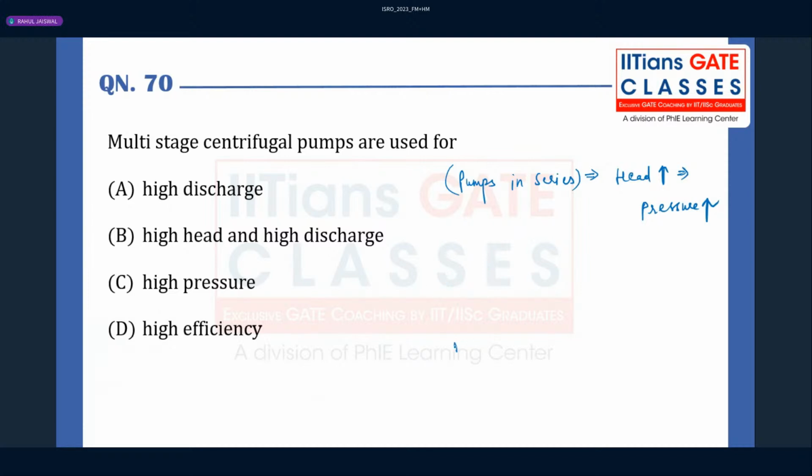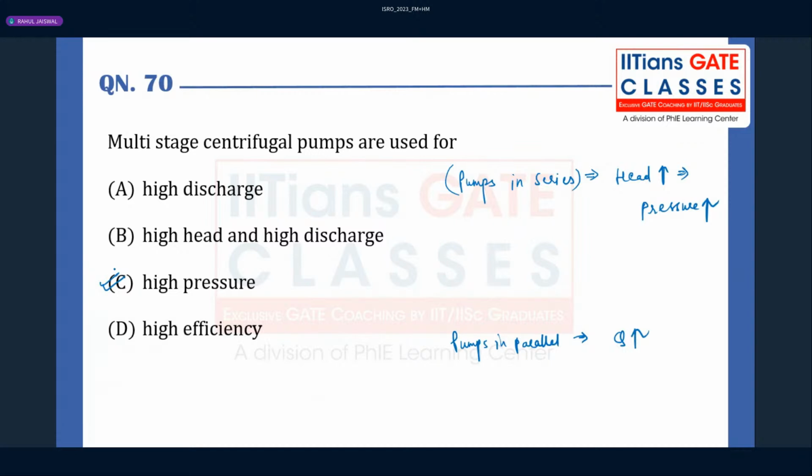Whereas pumps in parallel combination will give you discharge higher than a single pump discharge. Multi-stage centrifugal pumps are practically used only for increasing the pressure, not the discharge. For increasing the discharge, we select a suitable type of pump. A centrifugal pump gives a high value of discharge, but it gives a low pressure ratio as compared to a reciprocating pump.